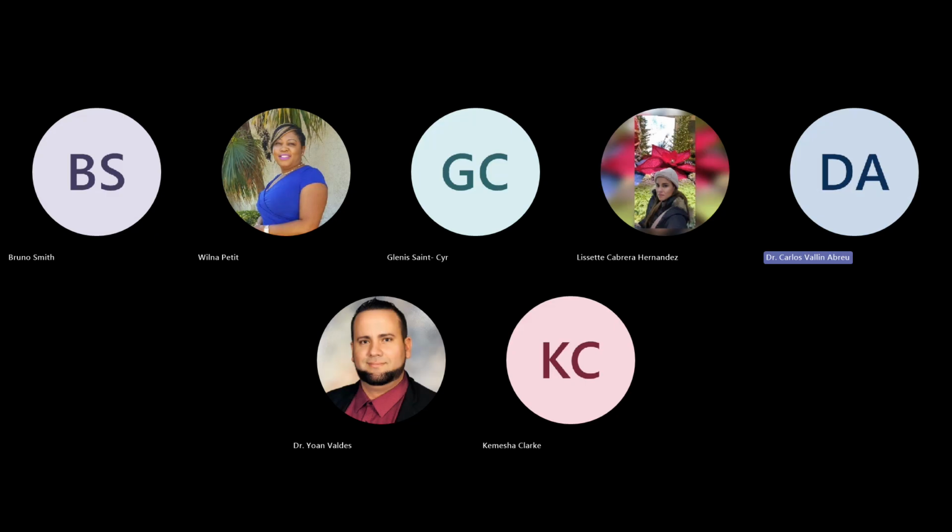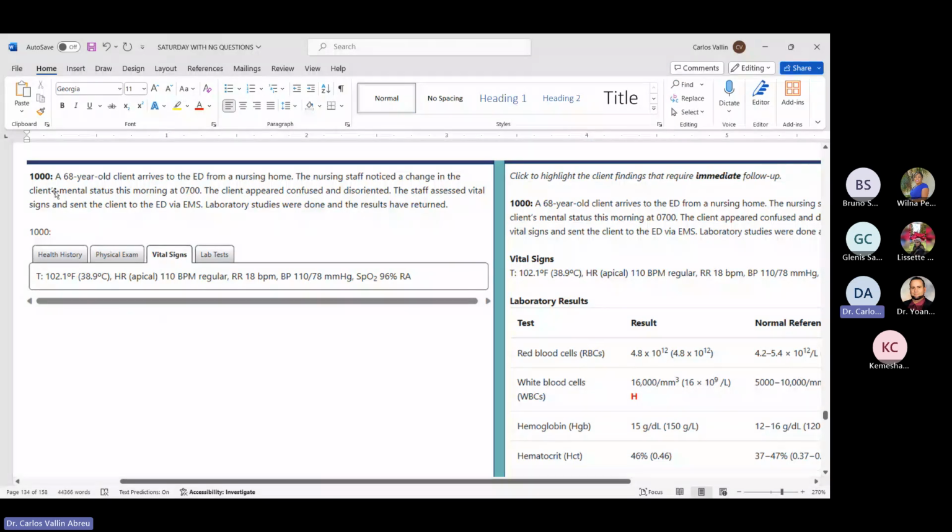Emergency department from a nursing home. The nursing staff noticed a change in the client's mental status this morning at 7. So 3 hours of present disease, but probably it started earlier. The client appeared confused and disoriented. The staff assessed vital signs and sent the client to the ED via emergency system. Laboratory studies were done and the results have returned.